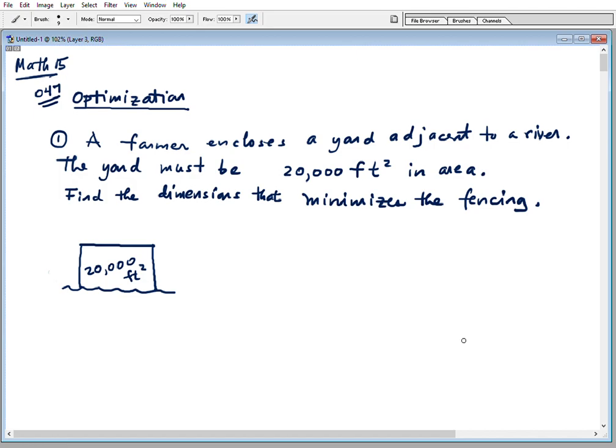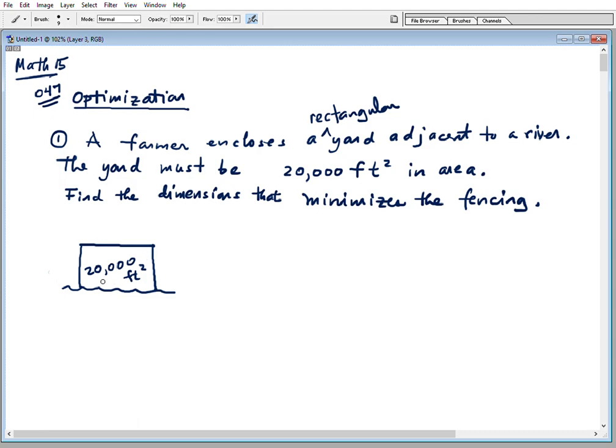Okay, so we're going to go on with optimization. So here's a typical problem. This really is similar to one of the ones we did before, but it's phrased in terms of a word problem. Okay, so this one says, a farmer encloses a yard adjacent to a river. So here's the picture, like here's the river, and here's a yard. We should say a rectangular yard adjacent to a river. The yard must be 20,000 square feet in area. Find the dimensions that minimize the fencing used.